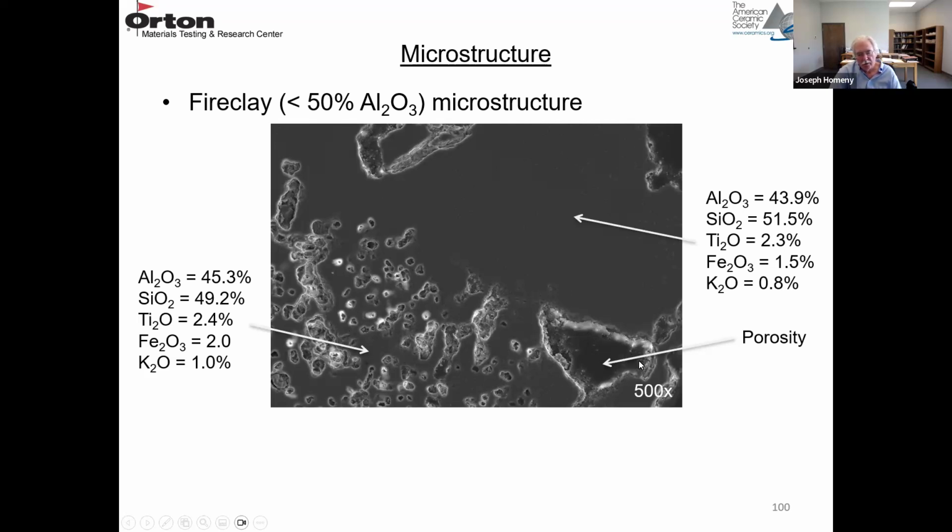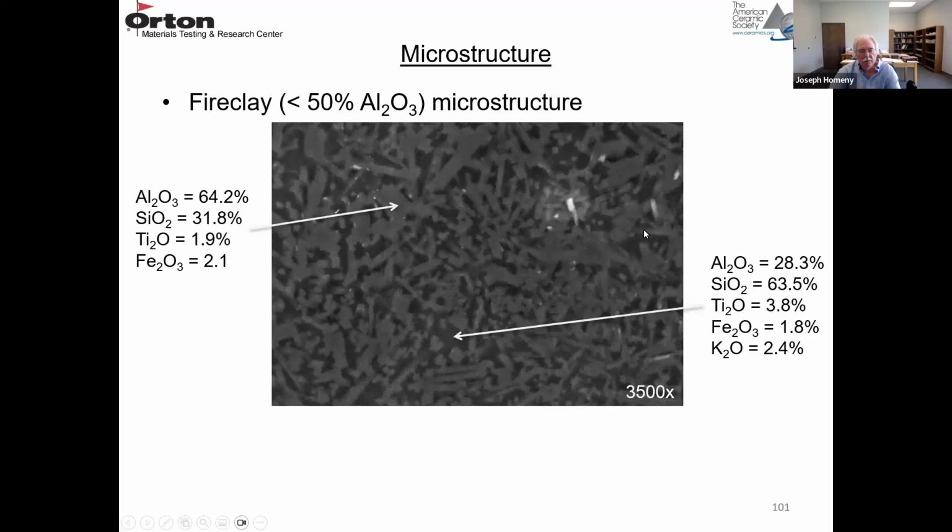So here's a pore that's filled with resin. And you can see this is about 44% alumina. This is 45%. This is 49% silica. This is 51. So this is the sintered matrix. This is the pre-fired coarse aggregate. And basically they're the same composition.